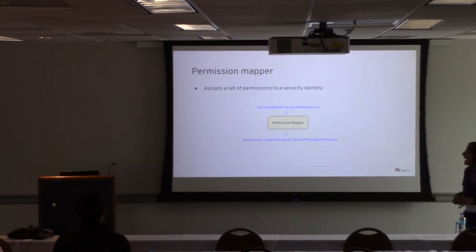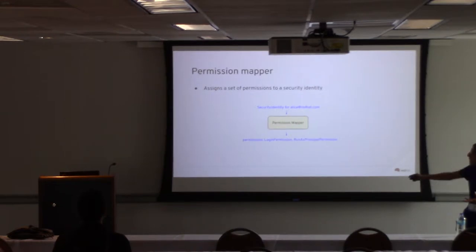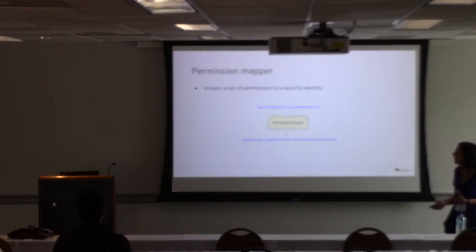Finally, we have the permission mapper. It can be used to assign a set of permissions to an identity. In this example, the security identity for Alice gets mapped to two permissions, the login permission and the run as principal permission.